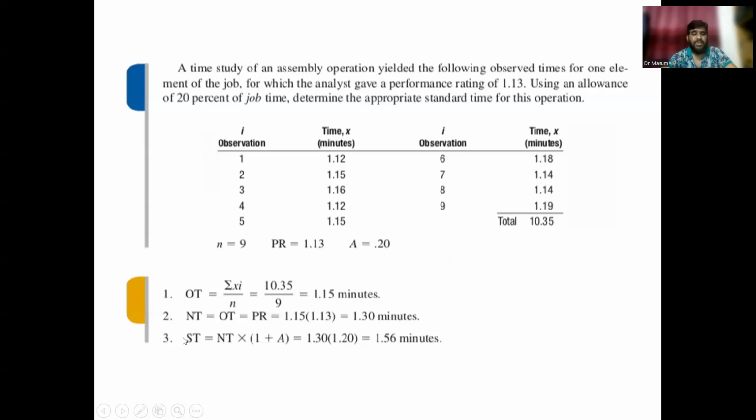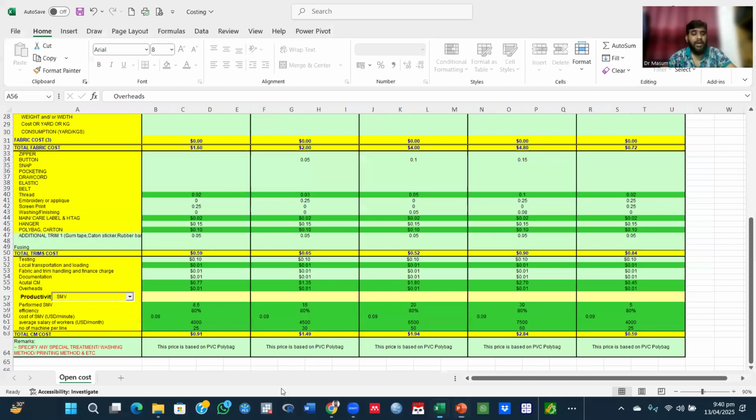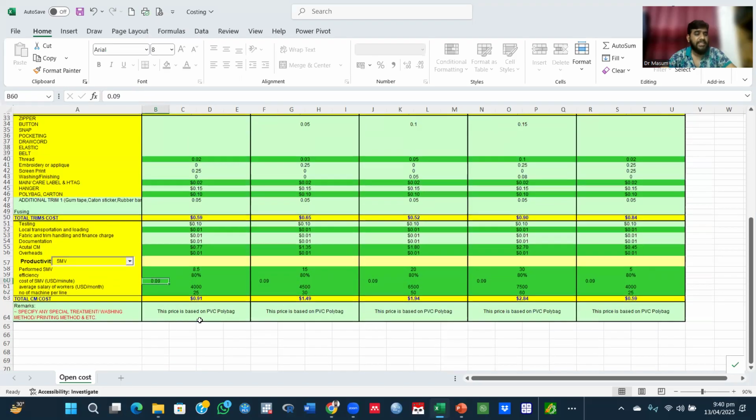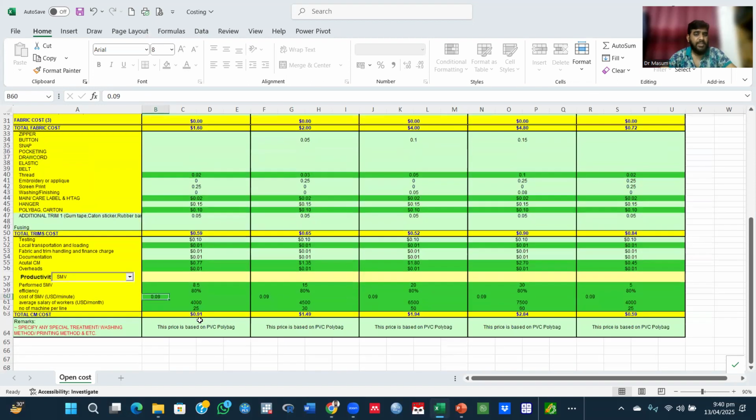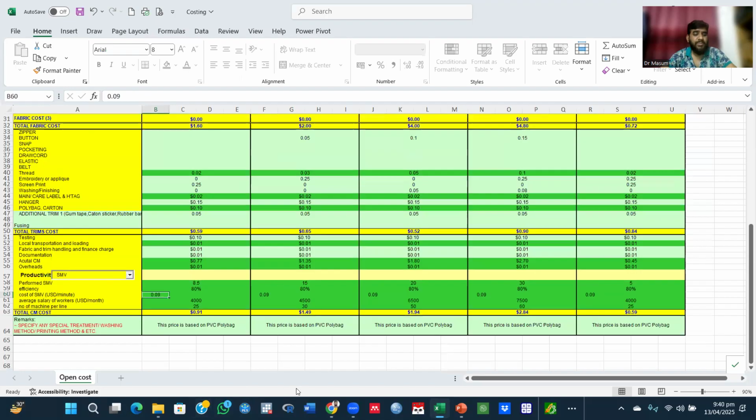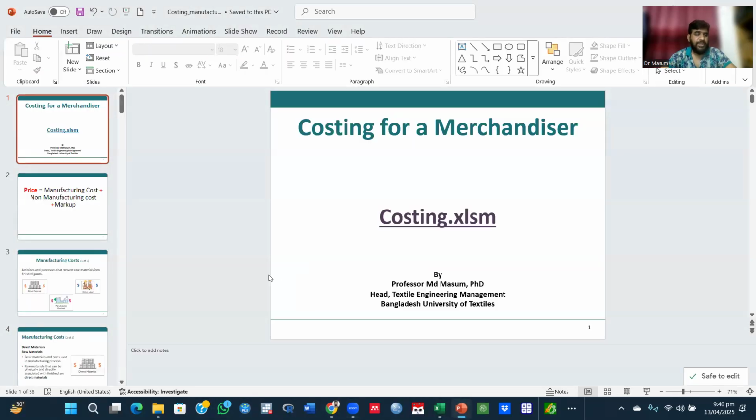And standard time is known as SMV, standard minute value. In literature, this is known as standard time, and this standard time is known as standard minute value. So maybe you have got the idea how the SMV is calculated. And this per minute cost is available to the HR department and the accounts department, and this information is added. This is how a cost sheet is prepared. So it is your assignment. You have to prepare the cost sheet.